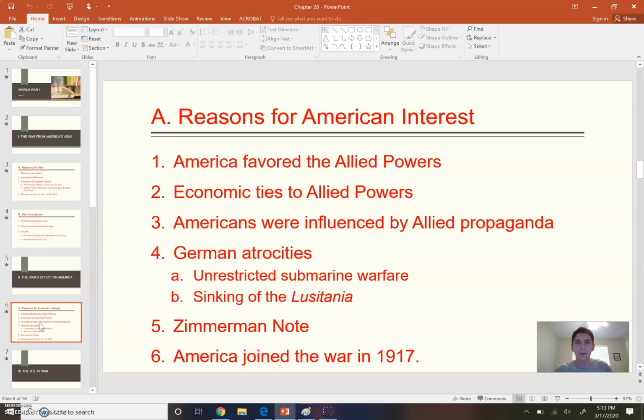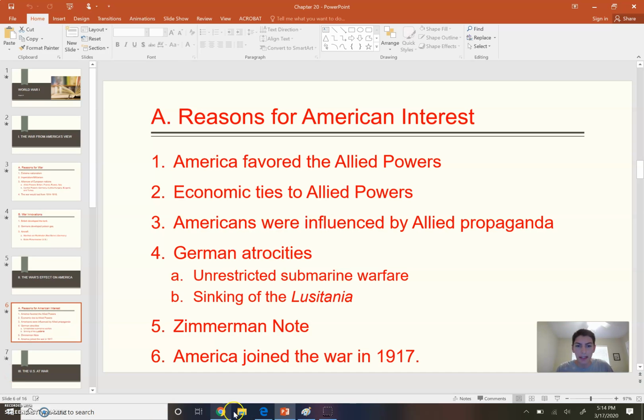economic ties really caused America to be interested in the war and also caused us to lean toward the Allied powers, not just being completely neutral. We were biased toward the Allied powers. Also, one of the reasons why we were so interested was because of Allied propaganda. Propaganda, defining that kind of off the top of my head, is a type of advertisement or poster or form of media that tries to push you to think a certain way.